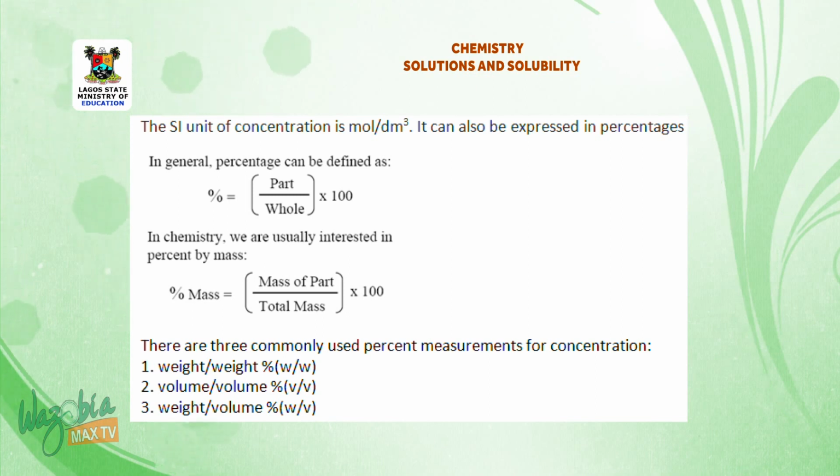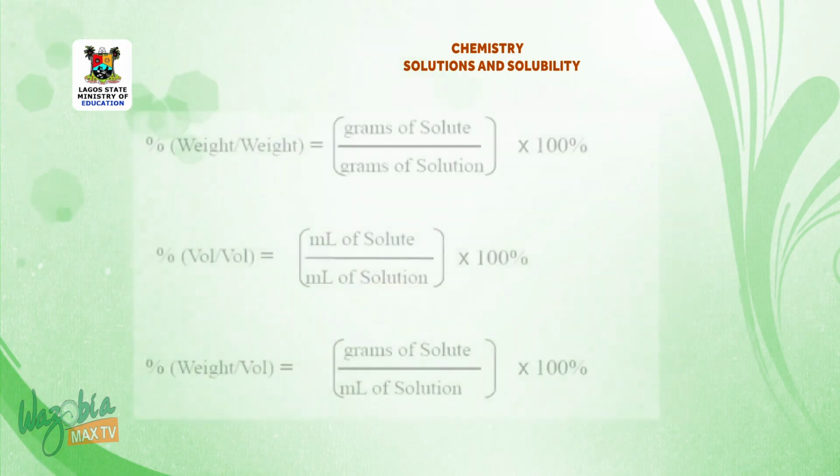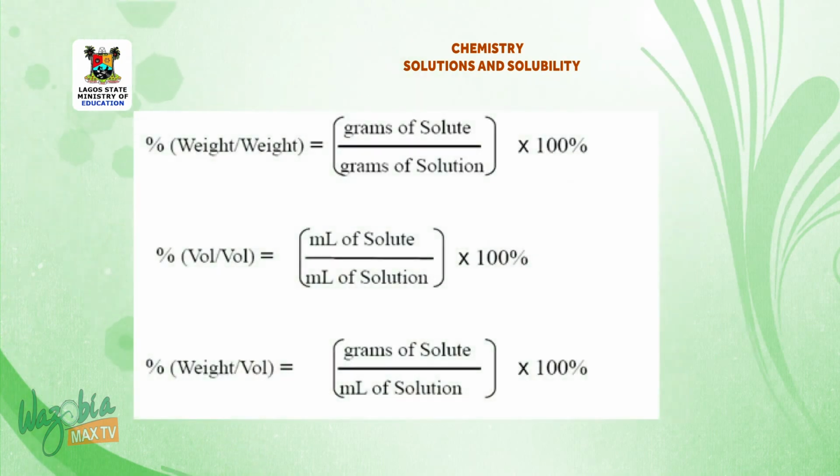There are three commonly used percent measurements for concentration: 1, weight per weight; 2, volume per volume; and 3, weight per volume. Weight per weight is grams of solute over grams of solution times 100%. Percentage volume by volume is volume of solute over mLs of solution times 100%. Weight per volume equals grams of solute over mLs of solution.